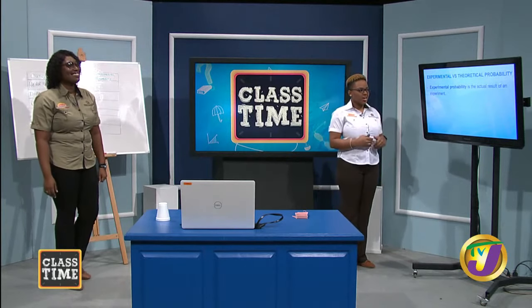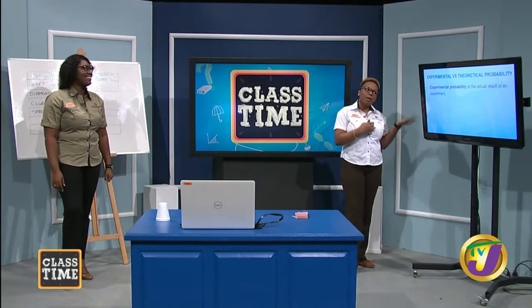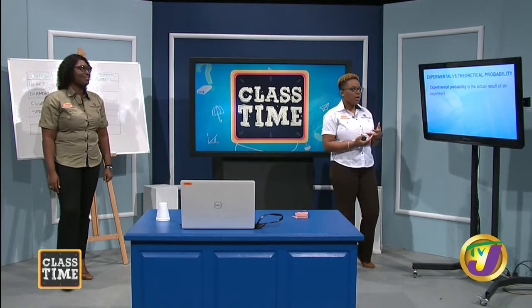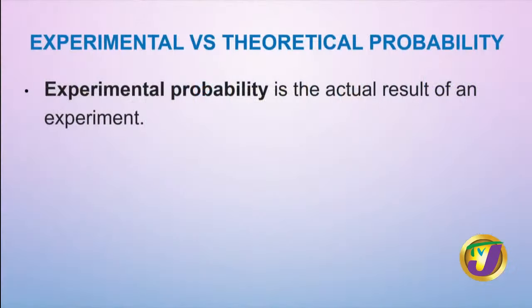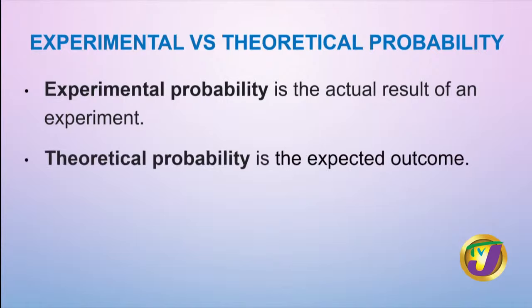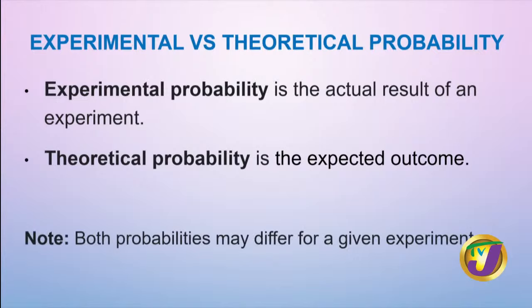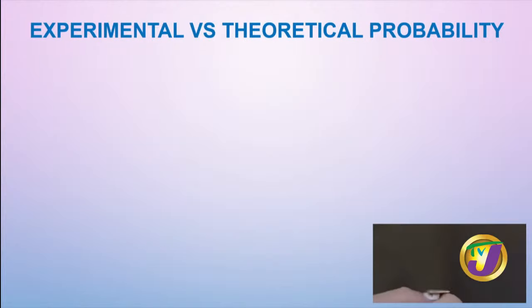So today we're actually talking a bit now about experimental and theoretical probability. What's the difference between the two? So experimental probability is the actual result of an experiment, as the name states, while theoretical probability is the expected outcome. So you have an idea that this will happen, right? Both probabilities may differ for a given experiment. And we want to talk about that a little.